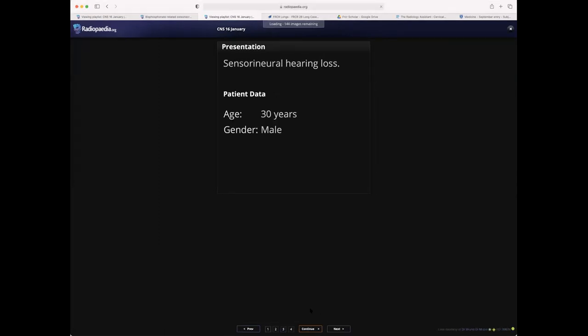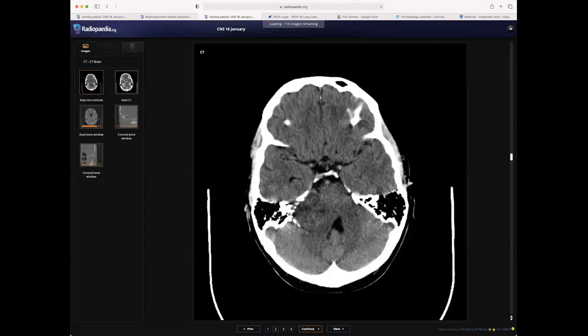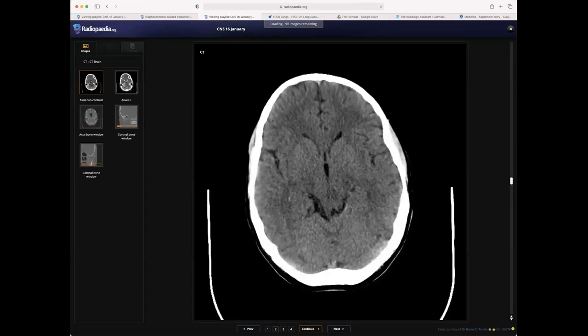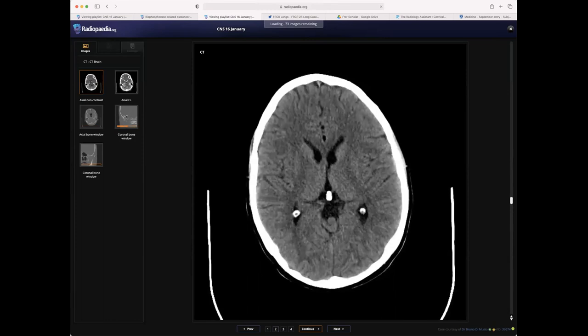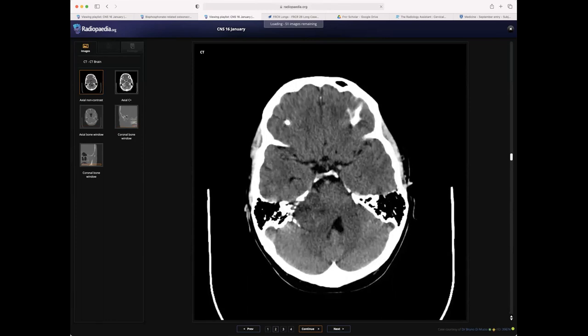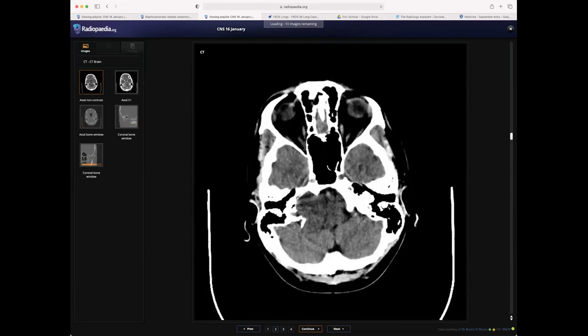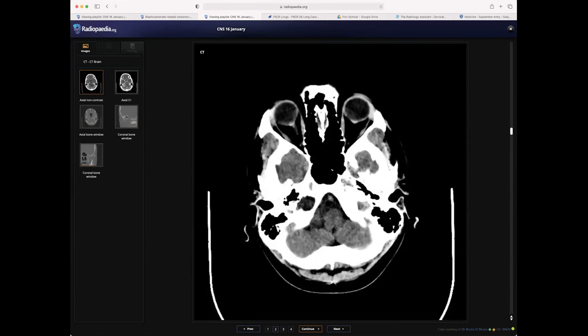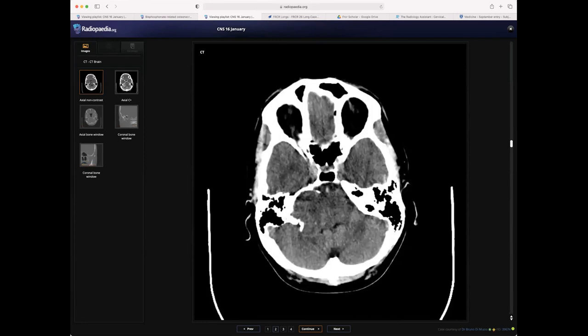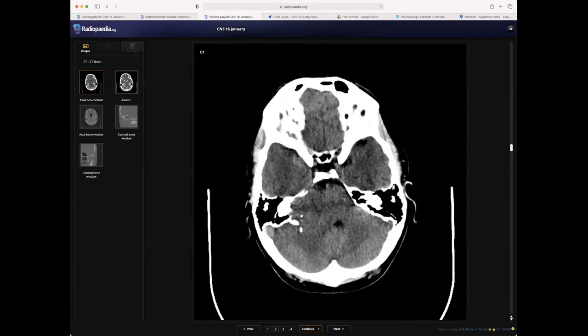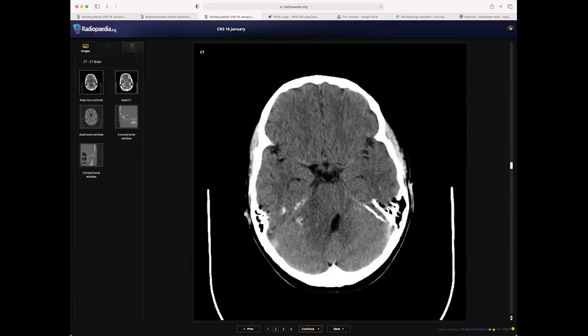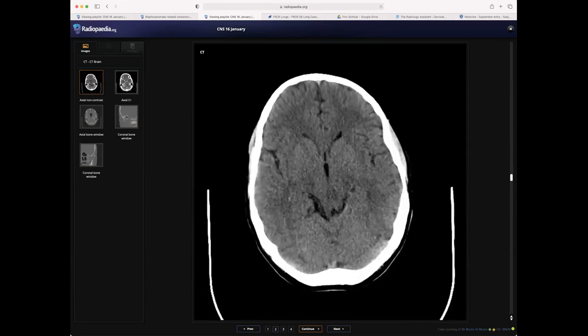Okay, so this patient, a 30-year-old male, presents with sensorineural hearing loss. I am provided with the non-contrast CT brain. I can see an extra-axial hypodensity in the posterior fossa in the right CP angle, causing osseous remodeling in this region with mass effect over the adjacent brainstem. Osseous destruction is also noted with compression of the fourth ventricle.